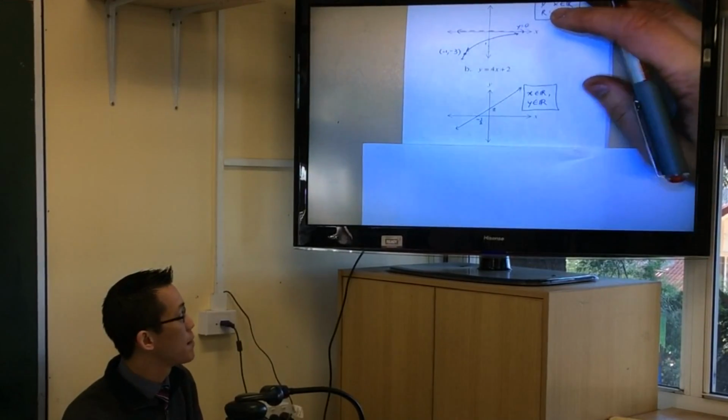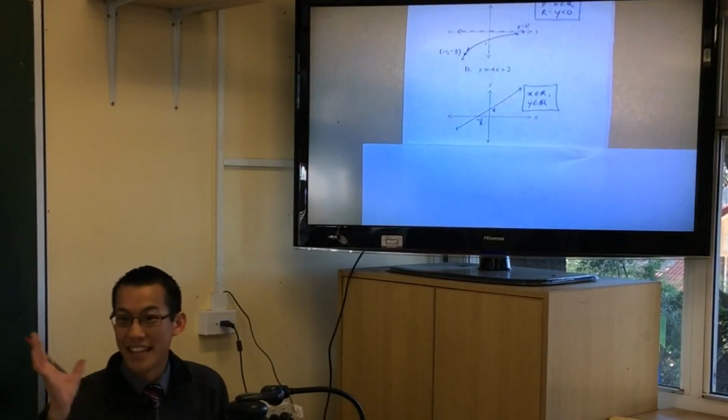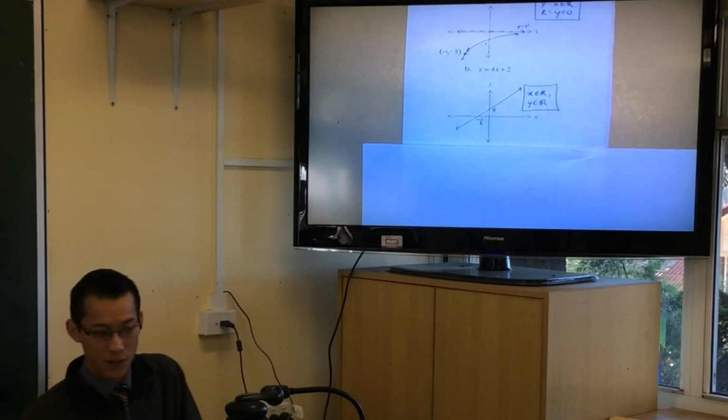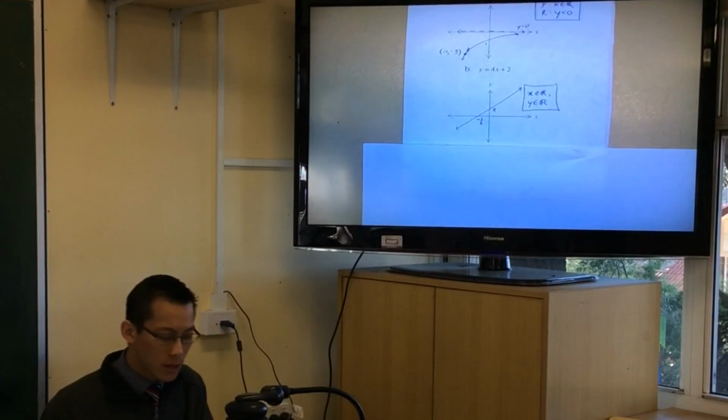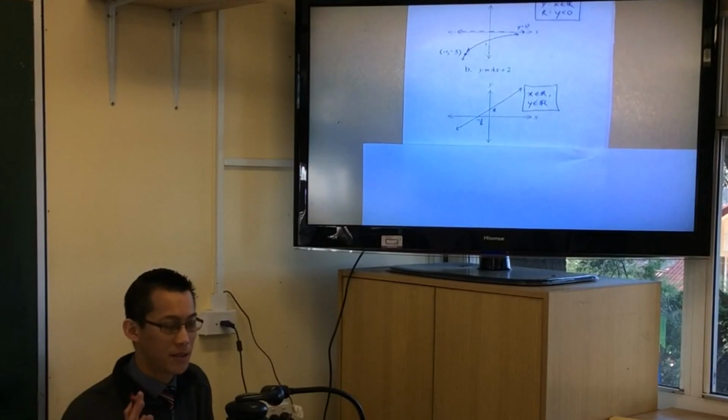Alright, this was an easy one. Maybe I should put this one first. Anyhow, you needed the intercepts on there. Please make sure that the person you're marking has the intercepts. And of course, all real values of x, all real values of y.